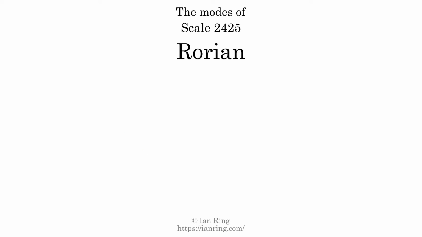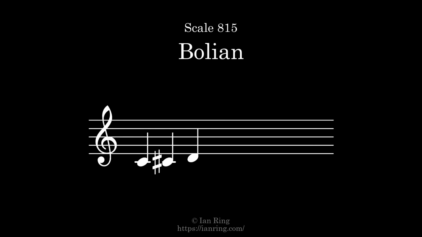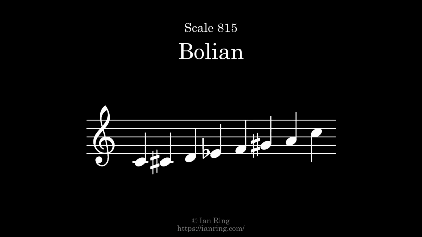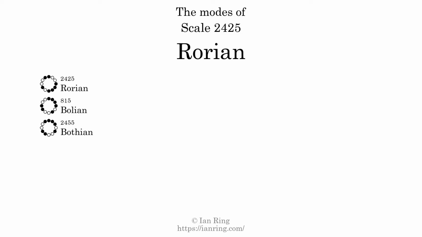This scale has 7 modes. The first mode is itself. The second mode is scale 815, also known as Boolean. It sounds like this. The third mode is scale 2455, also known as Bothian. It sounds like this.